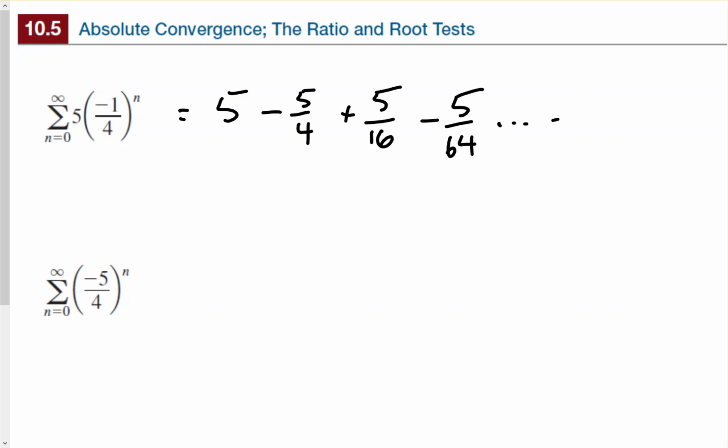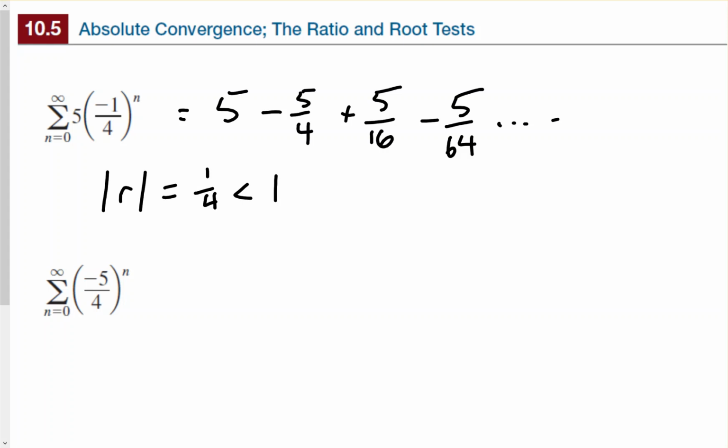Now, this will converge. And the reason why, this is a geometric series. Right, r is negative 1/4. More importantly, we could take the absolute value of r and see that it's 1/4. And anytime we have absolute value of r less than 1, it'll converge. That series will converge.